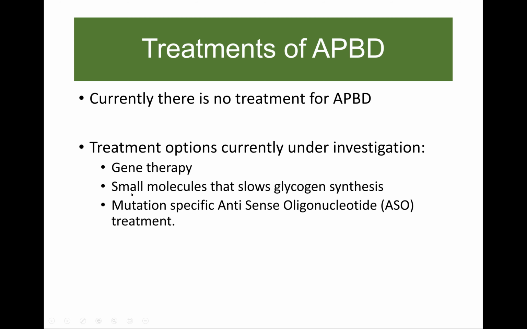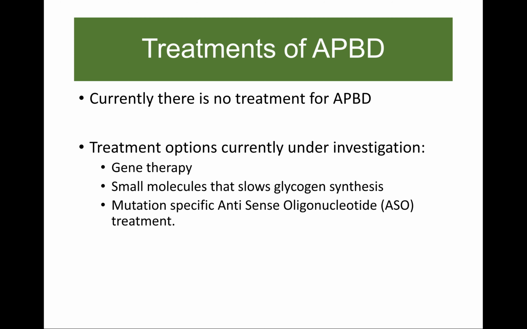The other approach is using small molecules that prevent glycogen synthesis. The glycogen synthase activity is very high compared to branching enzyme activity because of mutation or some other reasons. So if we can decrease the glycogen synthase activity, we may provide enough branching, and although it is going to be very small, we are going to be able to produce normal glycogen. And this is supposed to cure the disease.